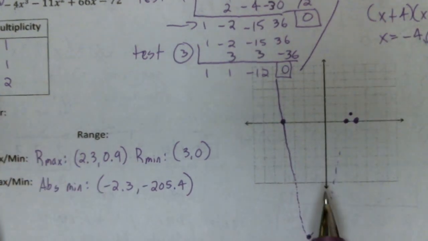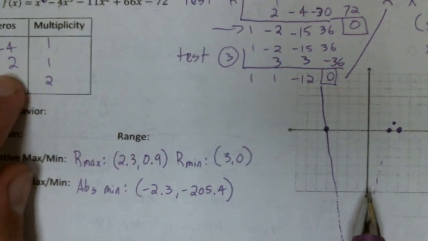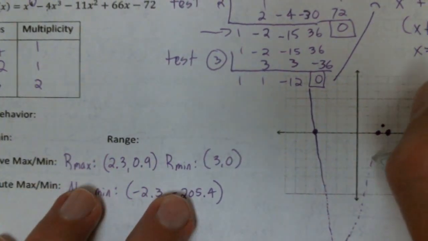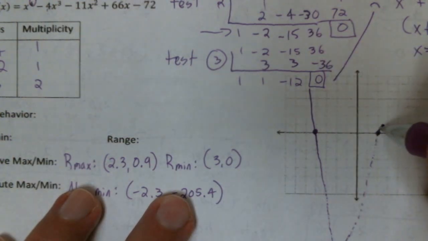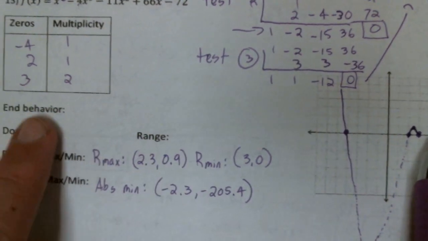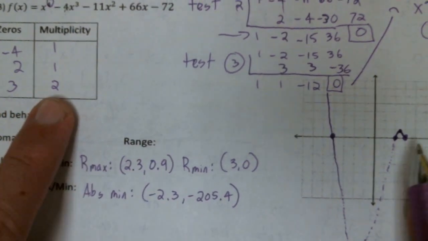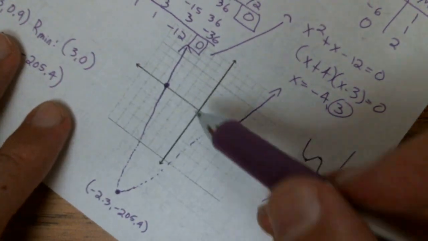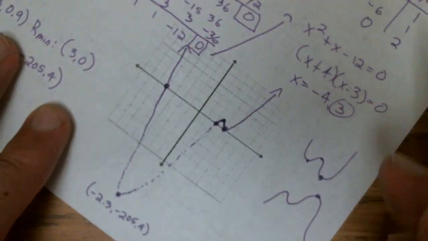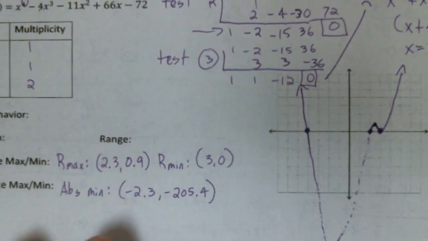Okay. The multiplicities for the 4 and the 2 are 1. Okay, so that means I'm going straight through them. So I'm going straight through that guy. I'm going straight through this guy. I'm going to turn over. And now when I come back down to the root of 3, what's going to happen? It's a multiplicity of 2, so I'm going to bounce off of that guy. Okay, now I know that looks like a wacky W, but it still is a W. Okay, so there's my graph.